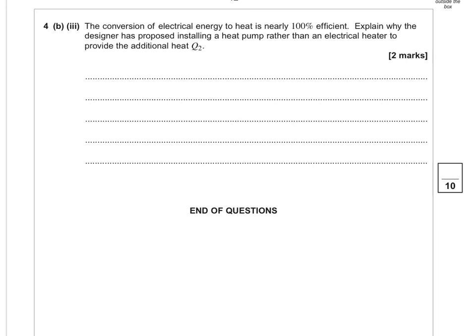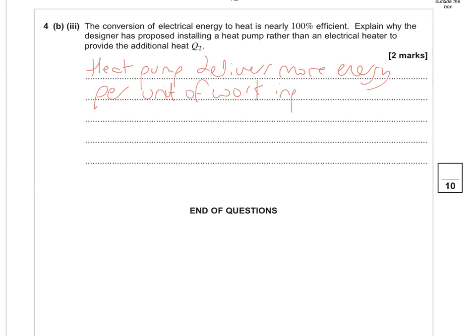The conversion of electric energy to heat is nearly 100% efficient. Explain why the designer has proposed installing a heat pump rather than an electrical heater to provide the additional heat Q2. So a heat pump delivers more energy per unit of work input, because remember we're also taking some energy from our cold source as well, so there's two put together.